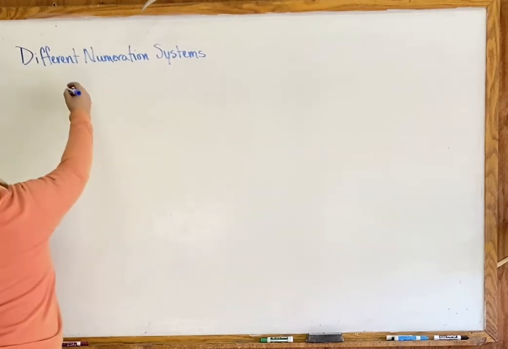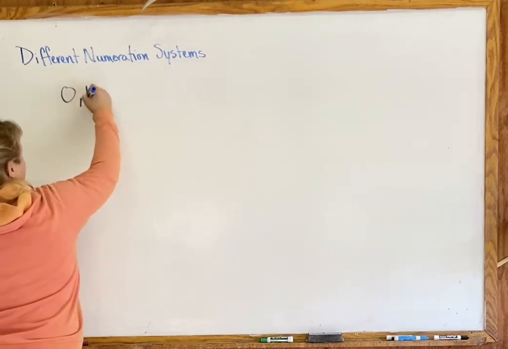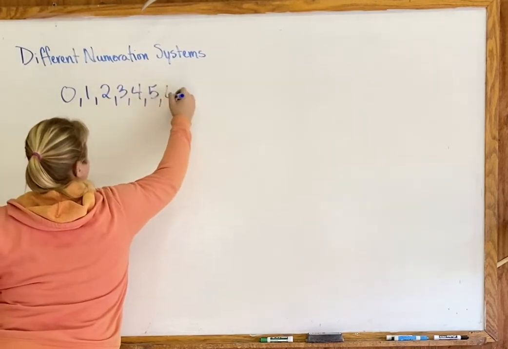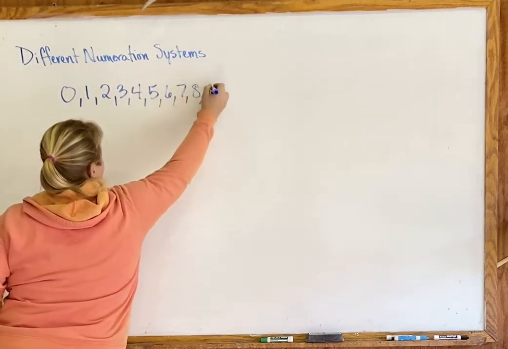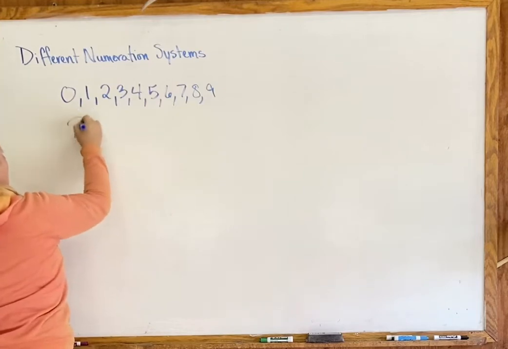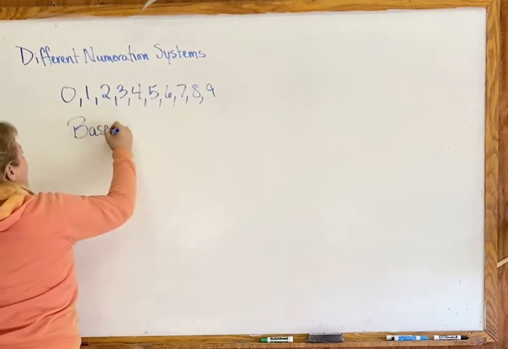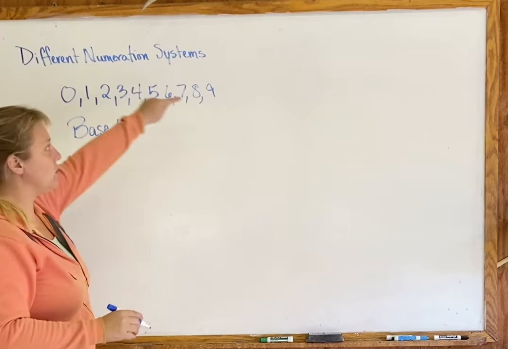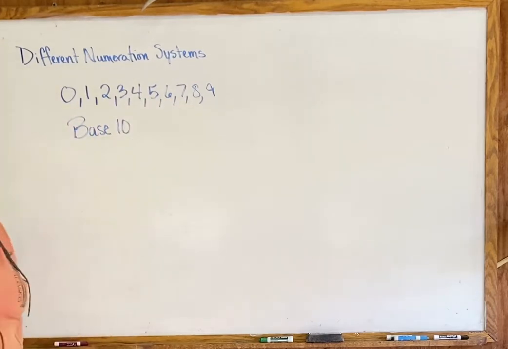What we did last time, I'm just going to start with our basic 0, 1, 2, 3, 4, 5, 6, 7, 8, 9. We could call this base 10. The idea is that there are 10 digits that we can use, 0 through 9. So this would be base 10. Now, there are other bases, and that's what we're looking at here.